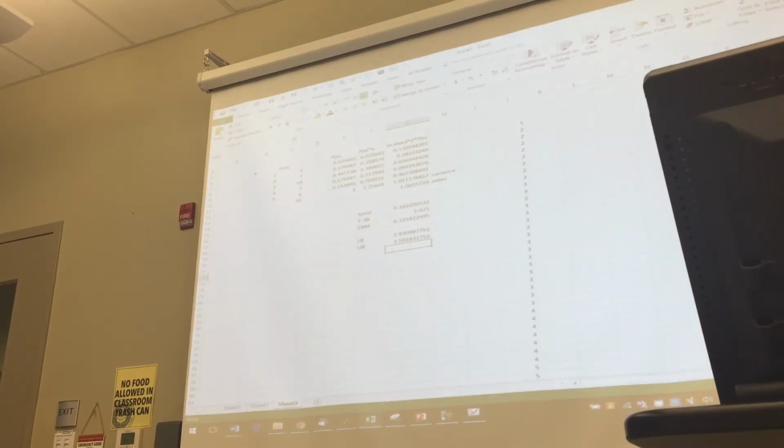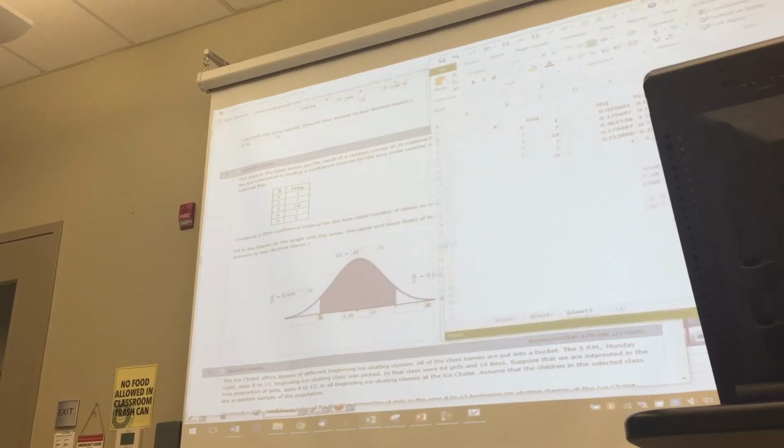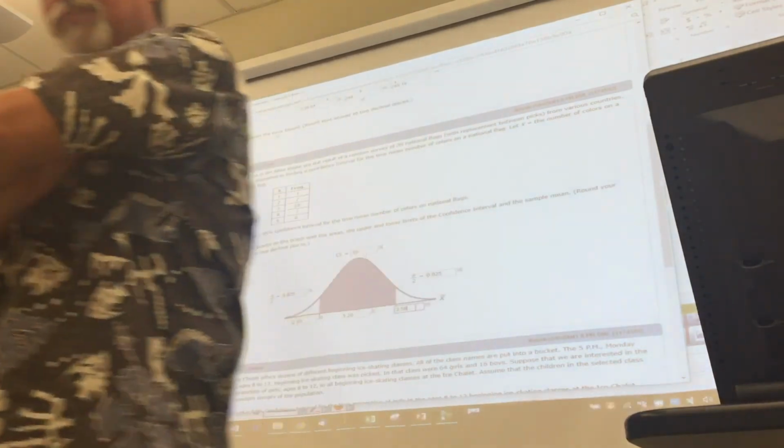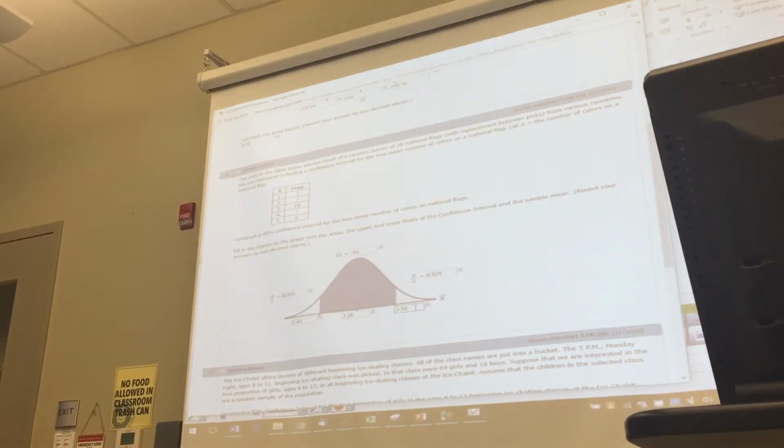I just want to slide this off enough that I can see those numbers and type this in. 2.93 and 3.58. So unless you say to round to 5 decimals, whatever, we should round to 2. Does that make sense? You should round to wherever it tells you.